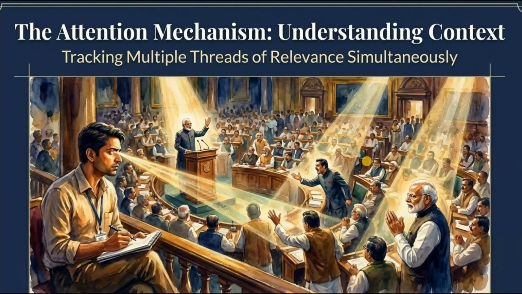Now let's discuss the attention mechanism, which is the heart of intelligence. Now we come to the most important architectural innovation in modern AI, the attention mechanism. This is a key idea from the 2017 Attention Is All You Need paper that actually changed everything. Language is deeply contextual. The same word can mean completely different things depending on everything around it.